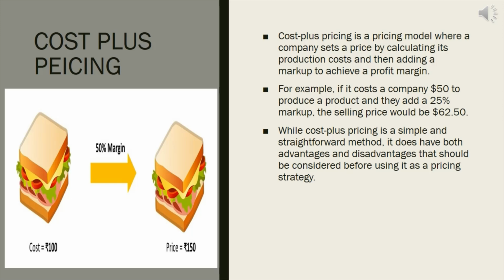One disadvantage is that it does not take into account customer demand or the perceived value of the product, which can lead to prices that are too high or too low. Additionally, cost-plus pricing may not work well in competitive markets where customers have many options to choose from.